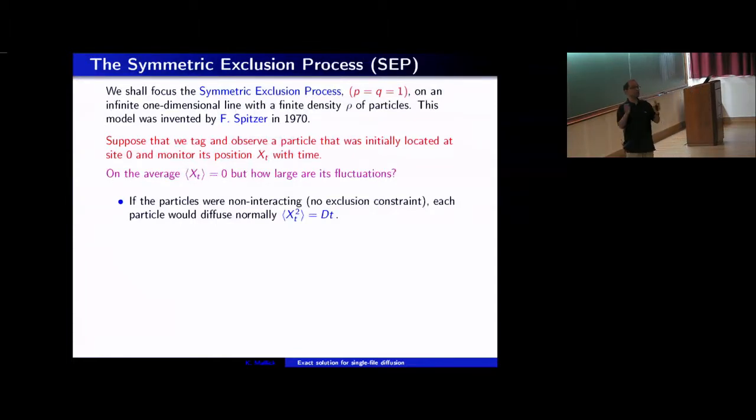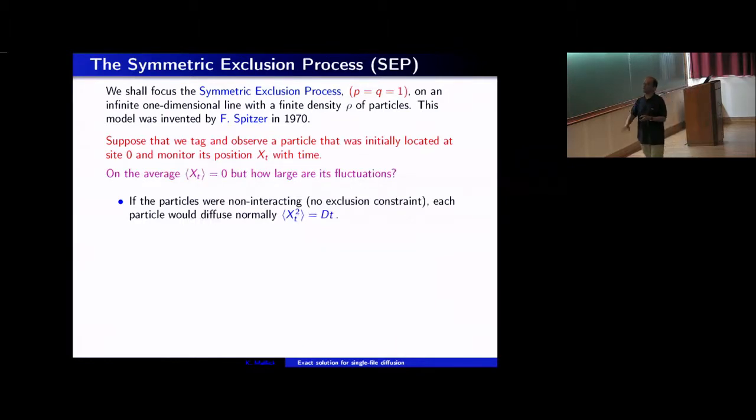Now suppose that the particles were not interacting. I remove for a moment this exclusion constraint, so particles can overtake each other, can sit at the same site. Then of course, it is a one-body problem, and the variance of the position of the tagged particle will grow linearly with time with a diffusion constant D. But of course, it's completely trivial.